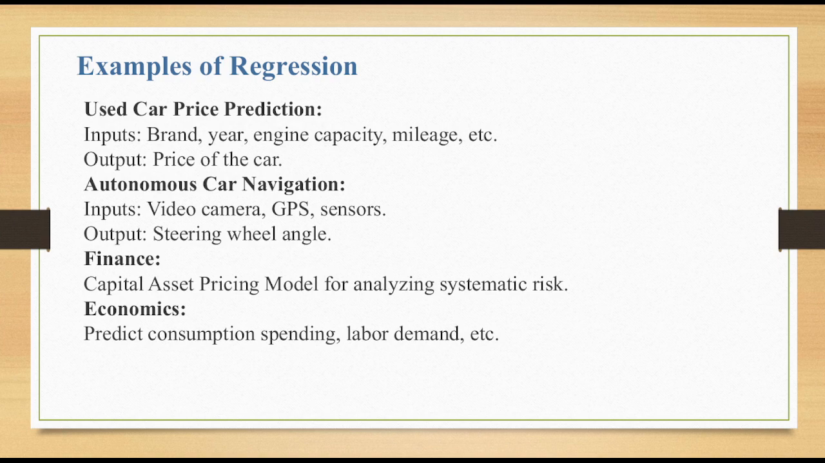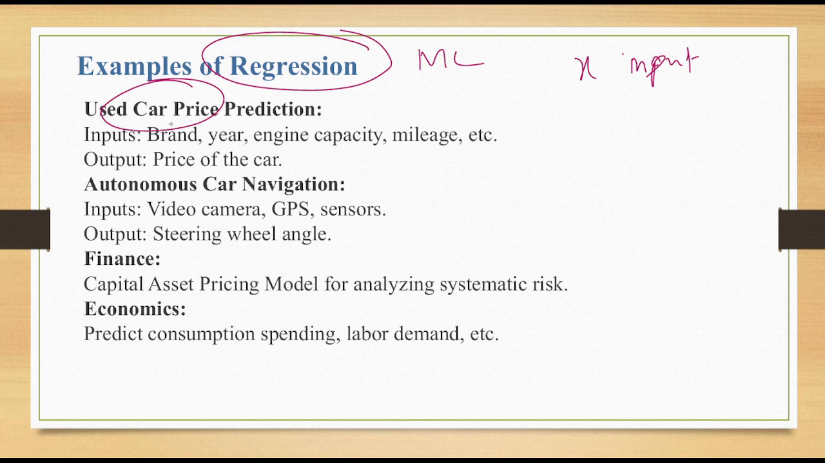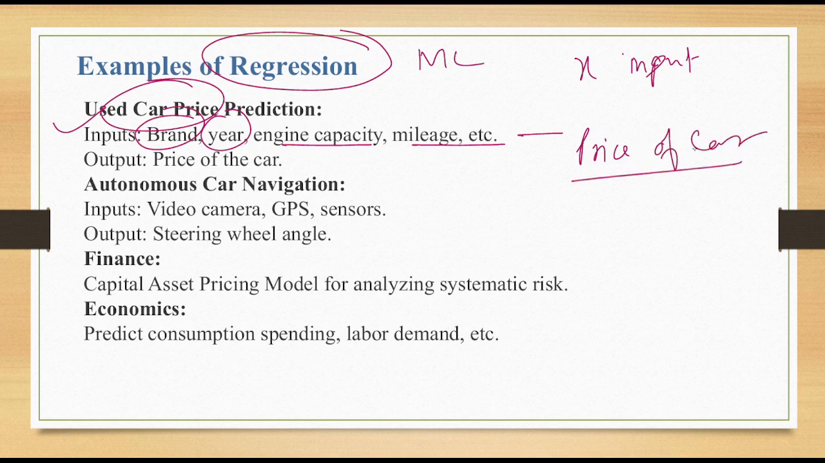Now let us see applications of this regression model. There are a lot of applications in machine learning and in other domains. In machine learning, we use it for car price prediction. For example, in this case x is the input variable, such as brand, year, engine capacity, mileage, etc. With respect to this input, what we get is the output: the price of the car.